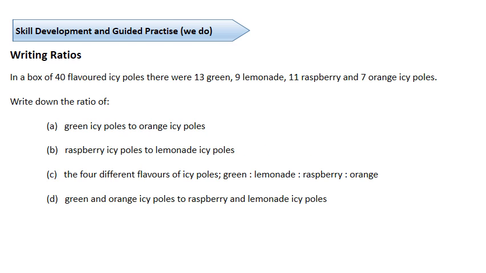A box of 40 flavoured Icy Poles. There were 13 green, 9 lemonade, 11 raspberry, and 7 orange Icy Poles.